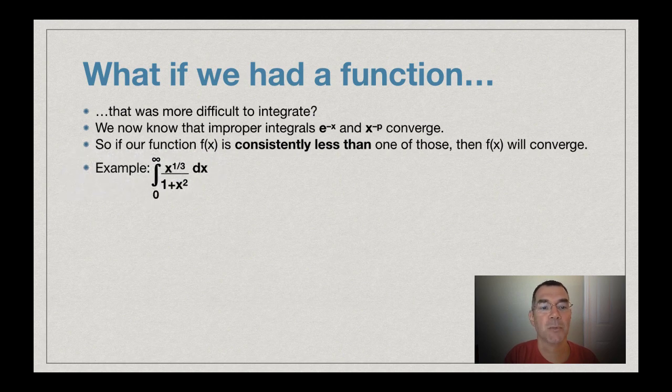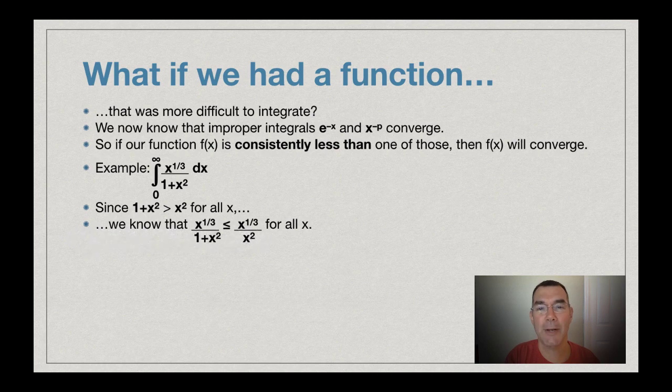All right, so let's look at this example, x to the 1/3 over 1 plus x squared. I'm not sure what the antiderivative of that is, but what I do know is that that denominator, 1 plus x squared, is always going to be bigger than x squared by exactly 1.